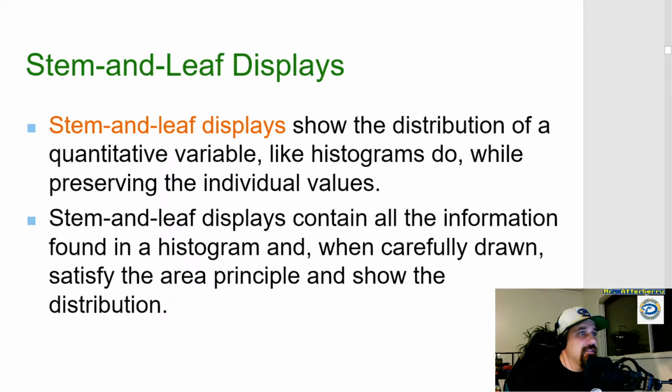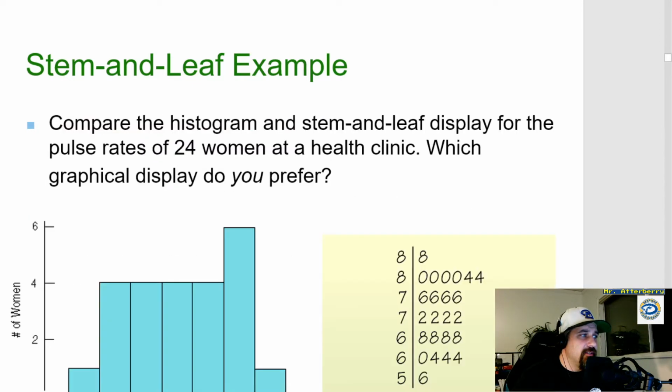Okay. Stem and leaf displays. Stem and leaf displays show the distribution of a quantitative variable like histograms do while preserving individual values. This is less frequent, but be sure you know how to do these. So this says, compare the histogram and stem and leaf display for the pulse rates of 24 women at a health clinic. Which graphical display do you prefer?